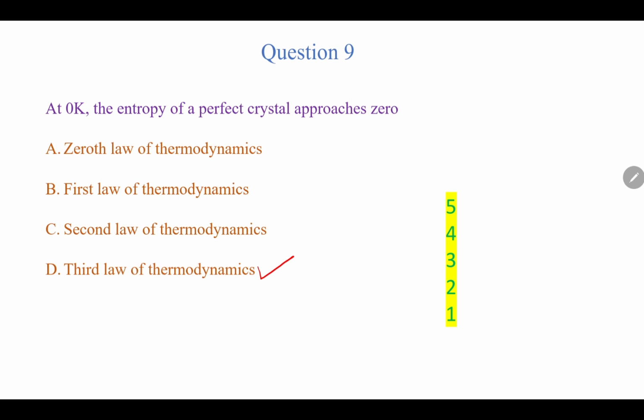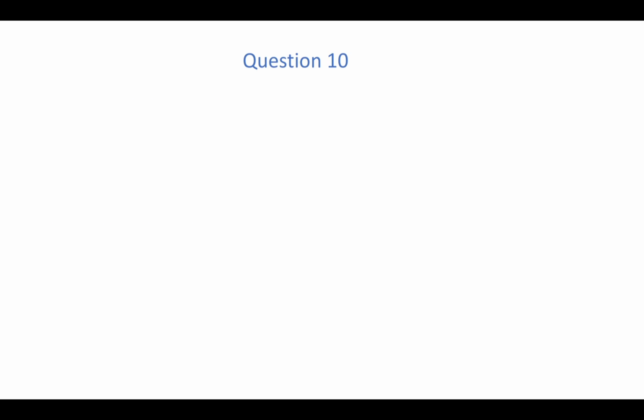It states that at 0 Kelvin, the entropy of a perfect crystal approaches 0. We all know that entropy is the degree of disorderliness or randomness of a system. But at 0 Kelvin, we can say there is no disorderliness in a perfect crystal. So the entropy approaches 0 at 0 Kelvin. That is the third law of thermodynamics. The last question, question 10.